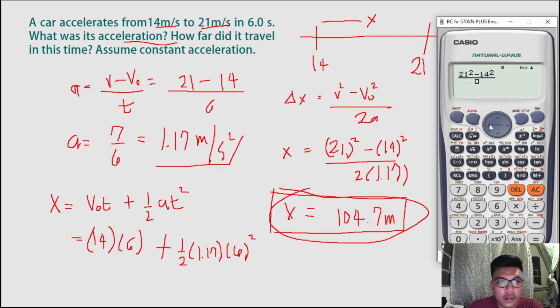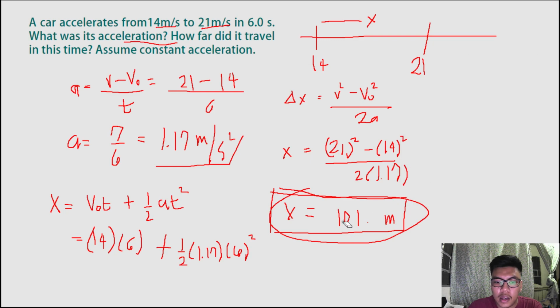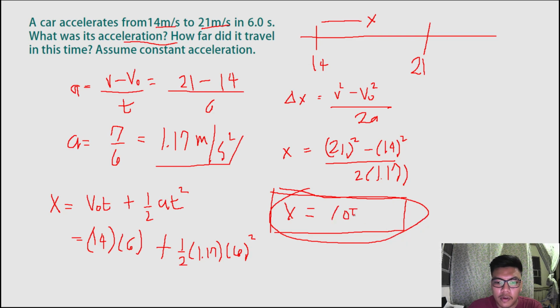So 14 squared all over 2 times 1.17. Ayun, nagkamali lang siguro ng pindot kanina. So 1.17. Ayun, no? Nagkakaroon siya ng difference. Okay, so parehas na yung nakukuha natin, okay? So this should be 105. So equal siya, parehas tayo ng sagot. Okay? Palitan ko lang, gawin kong 105 meters. Also this is 105 meters.